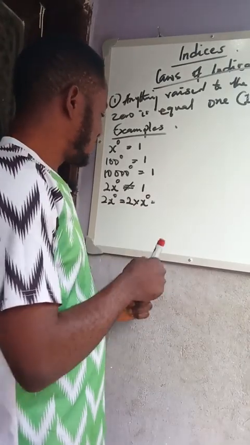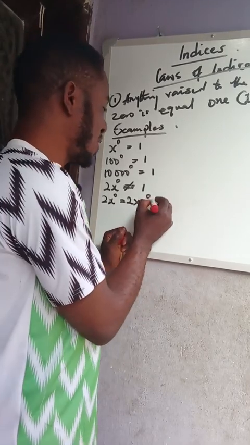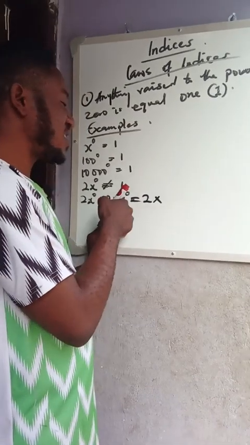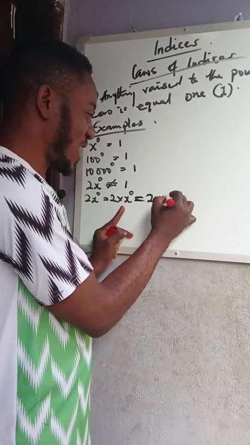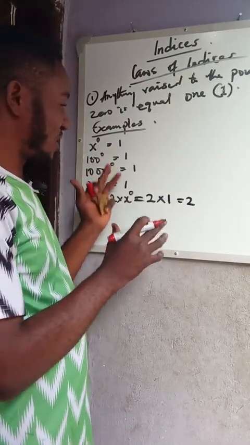So we say 2. So you can see 2 times x raised to the power 0, right? Is now equal to 2 times, what is x raised to the power 0? Remember, x raised to the power 0 is equal to 1. So you write 1. So that's 2 times 1, which will give you what? 2. You see how it works.